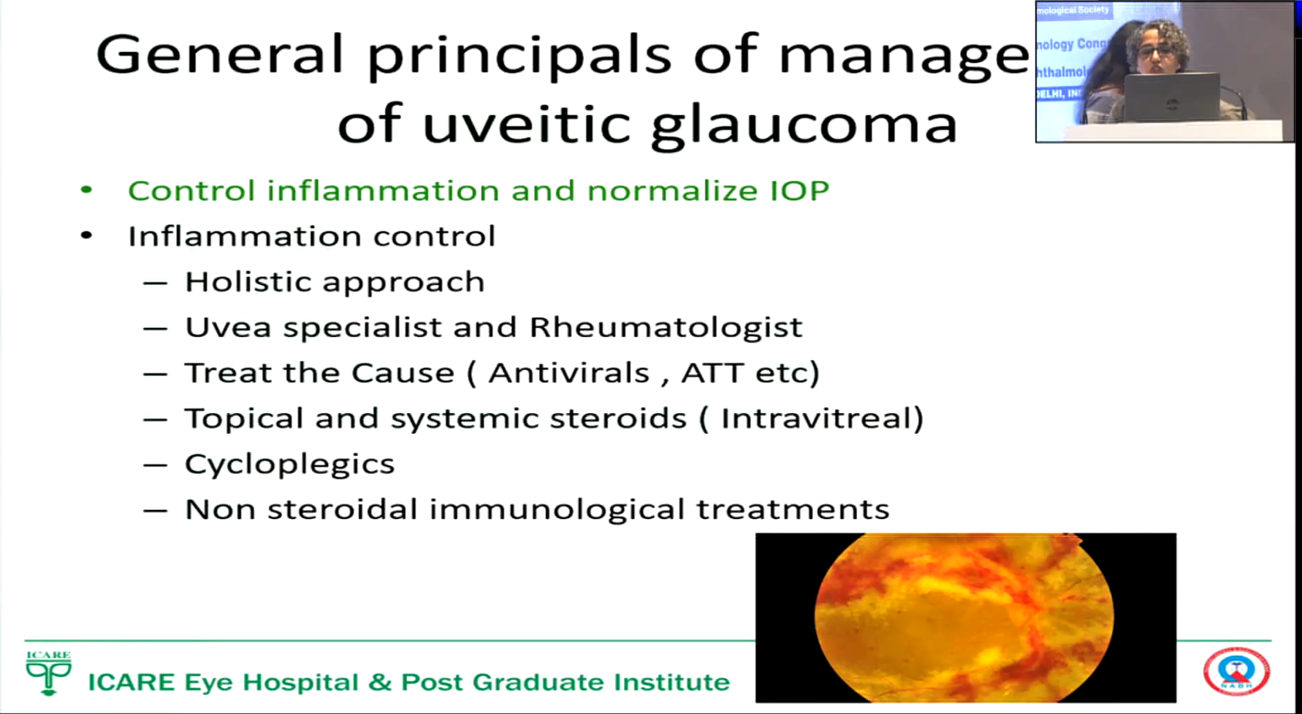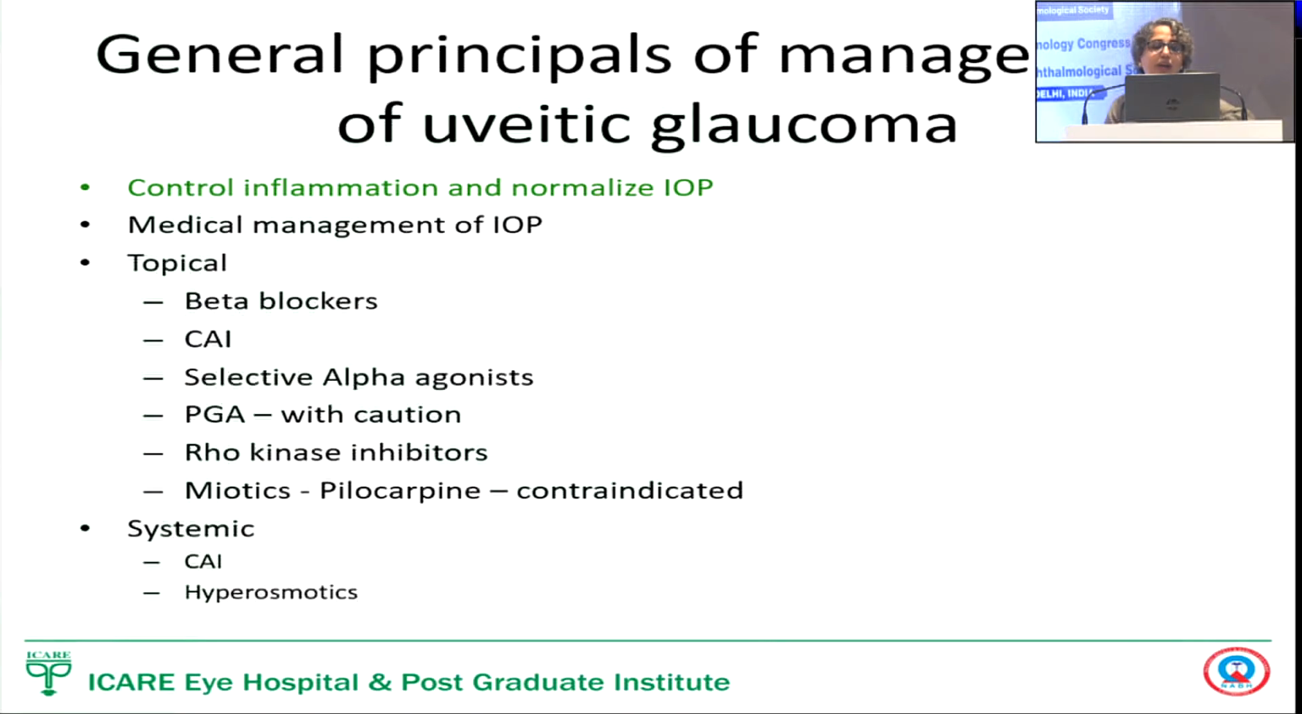For the inflammation, not just steroids, but sometimes treating the etiology is important, whether it's viral or let's say a tubercular uveitis. And immunomodulators can also be helpful. So really having a rheumatologist on board in situations where it's required can be helpful. In glaucoma management, it's the anti-glaucoma medication that you start with, and only PG analogs are something that you need to be careful about. Rho kinase inhibitors have been given, but pilocarpine definitely should be avoided.